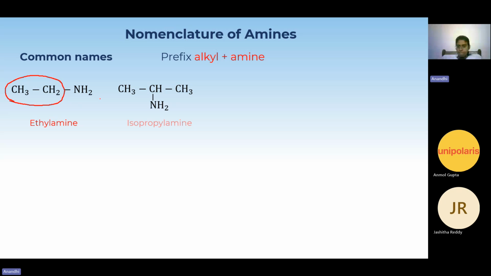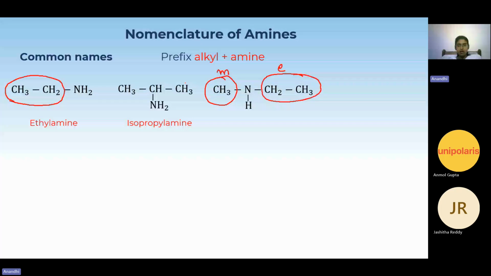So in this compound we have two alkyl groups. On the left side I have a 1-carbon alkyl group, which is called methyl, and on the right side a 2-carbon alkyl group, which is called ethyl. Now if I have more than one alkyl group in my compound, then I have to go in alphabetical order. Which comes first in the alphabet? E, right? So the name of this amine should be ethyl methyl amine. Clear? Ethyl methyl amine. Understood?